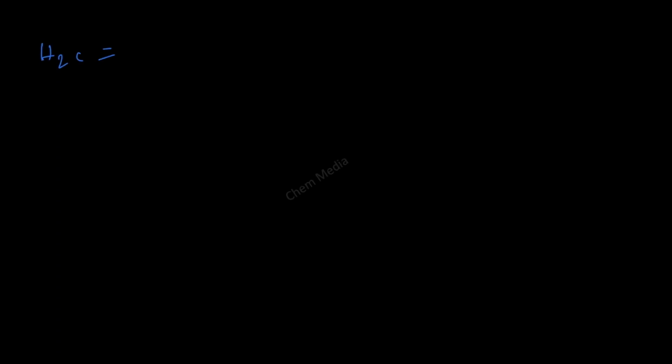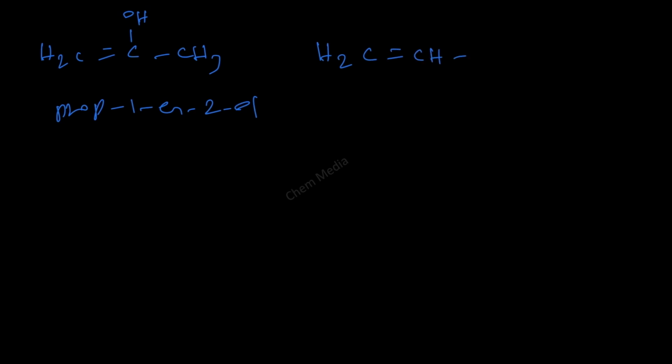H2C double bond COH CH3. This is prop-1-en-2-ol, and we can also write prop-2-en-1-ol. These two are positional isomers, definitely, both by the OH group as well as the double bond.